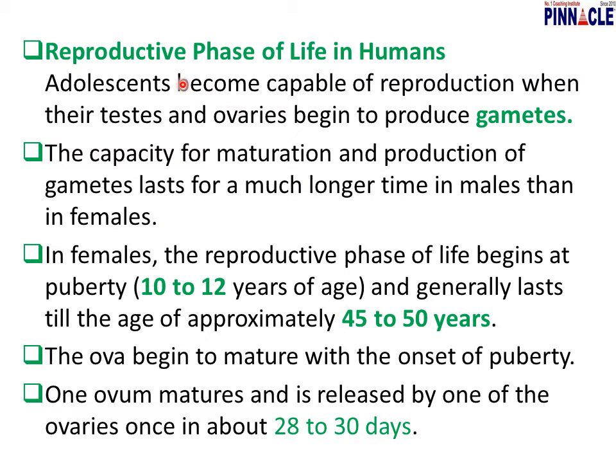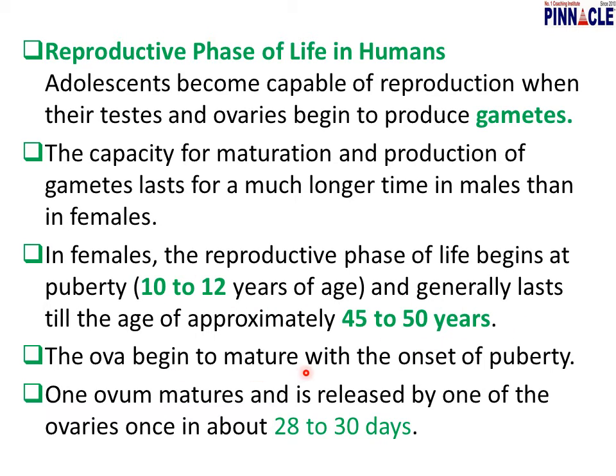Then we can talk about the reproductive phase of life in humans. Adolescents become capable of reproduction when their testes and ovaries begin to produce gametes. Gametes, these are male and female cells. The capacity for maturing and production of gametes lasts for a much longer time in males than in females. In females, the reproductive phase of life begins at puberty, that is 10 to 12 years of age, and generally lasts till approximately 45 to 50 years of age. So this is the initial stage of reproduction, and this is the last stage of reproduction.